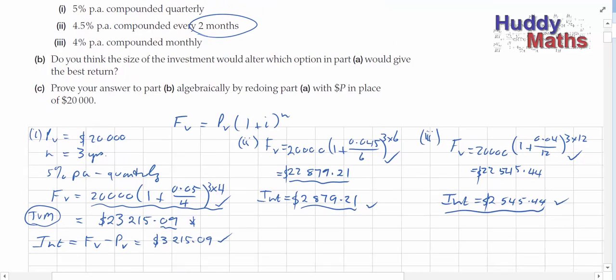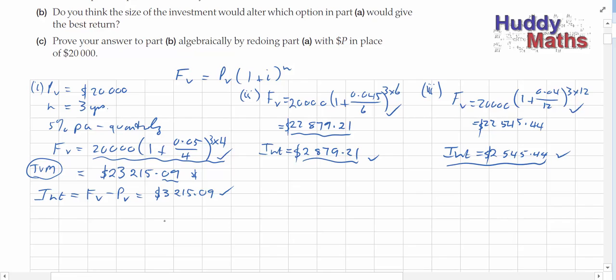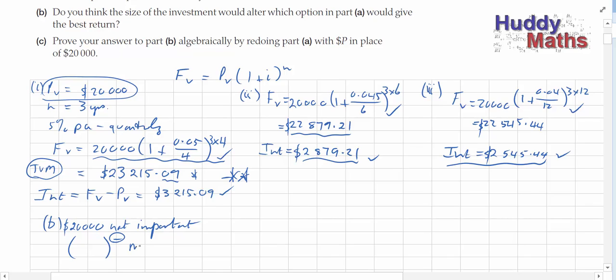Let's go down to the interesting question here, part B. Do you think the size of the investment, that means the present value, would alter the best option? And so the best option was in part A, this one here, part 1, that was the best option there. Okay, so would it change it? No, the 20,000 doesn't have an effect, it's not important. What is important is what's in the brackets multiplying. Okay, this term, the multiplier, is the crucial part.